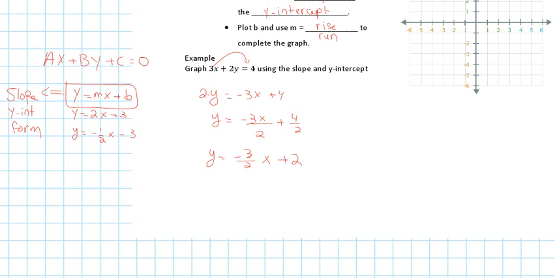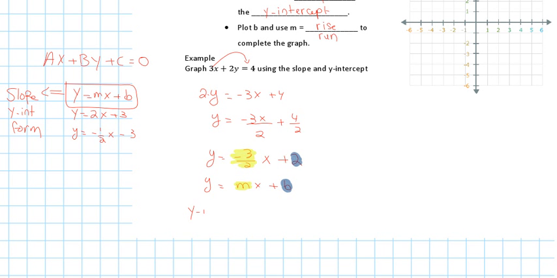Let's look at this: y equals negative 3 over 2x plus 2. Does this look like something you know? What's m? Negative 3 over 2, which is your slope. You see how it's with the x? Okay, what's b? 2. So that means your y-intercept is 2.